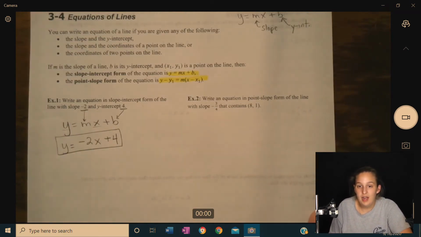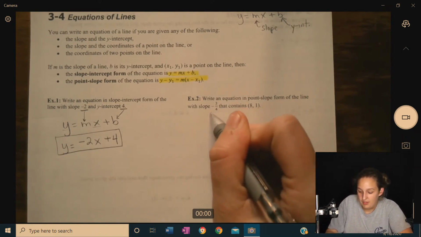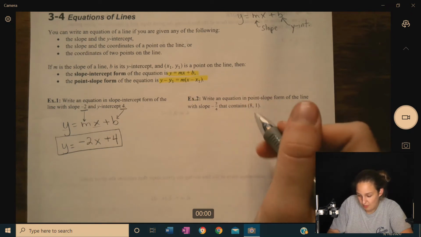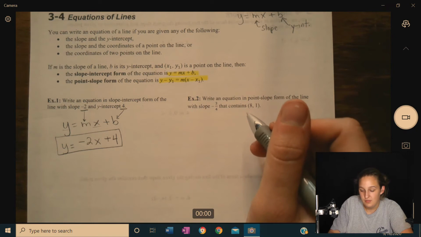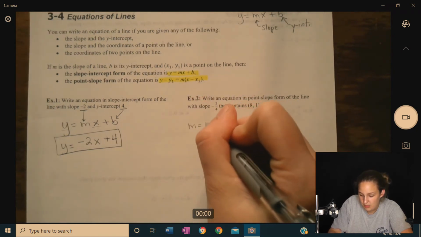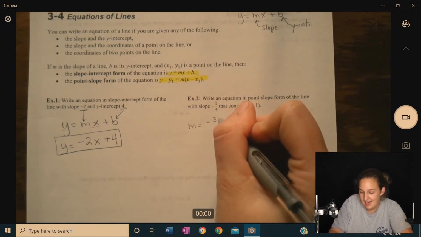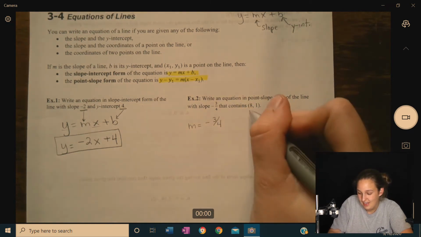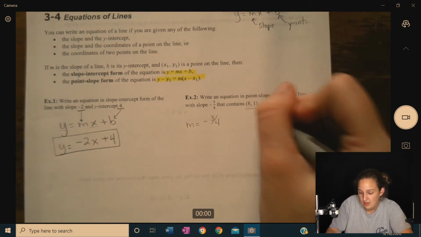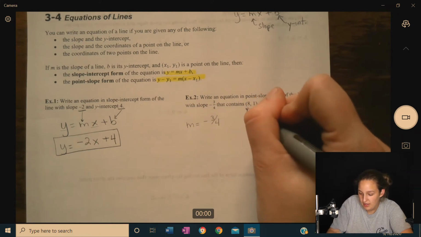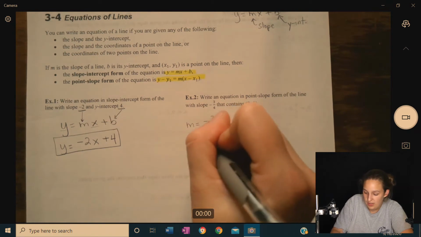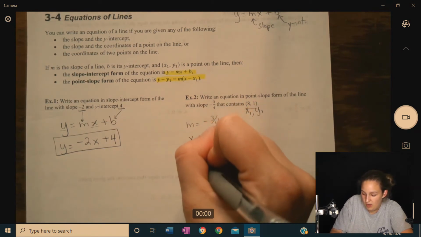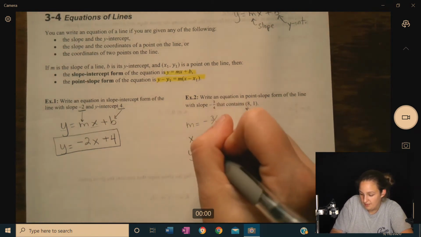That is your equation in slope-intercept form. All right, if we're going to write an equation in point slope form of a line with the slope of -3/4, and it contains 8 and 1. All right, well, m is our slope, and m is -3/4. And this point, well, the coordinates are going to be x1 and y1. Those are the coordinates of your point. So x1 is going to equal 8, and y1 is going to equal 1.